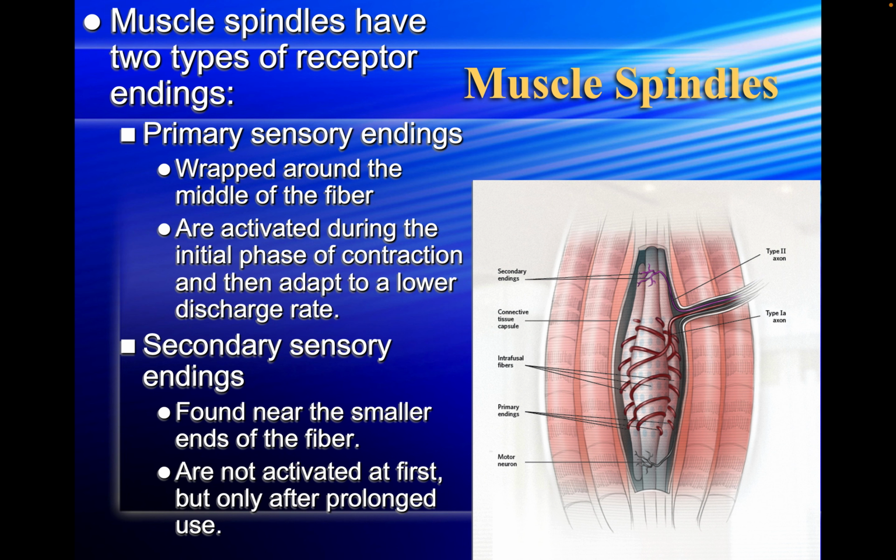Muscle spindles have two types of receptor endings. Primary sensory endings, wrapped around the middle of the fiber, are activated during the initial phase of contraction and then adapt to a lower discharge rate. Secondary sensory endings, found near the smaller ends of the fiber, are not activated at first, but only after prolonged use.